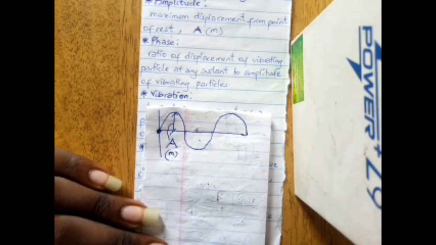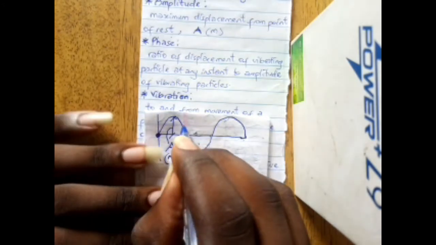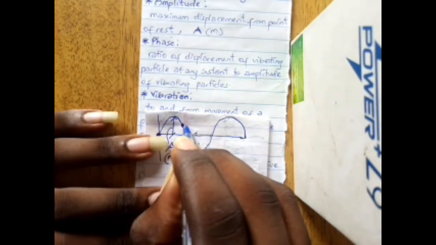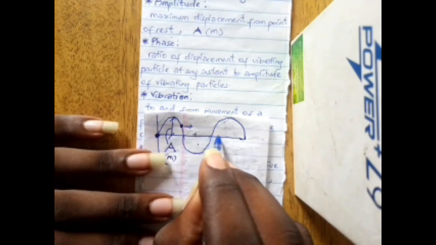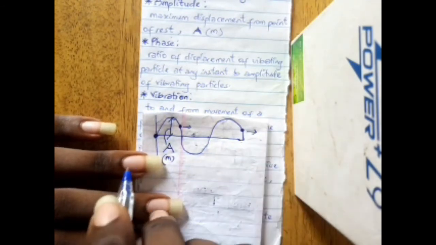So when we say particles in a wave are in phase, what do we mean? You have a particle here moving in this direction, and you have another particle here moving in this direction. Now you can see the ratio of their displacement to the vibrating particles at any instant.